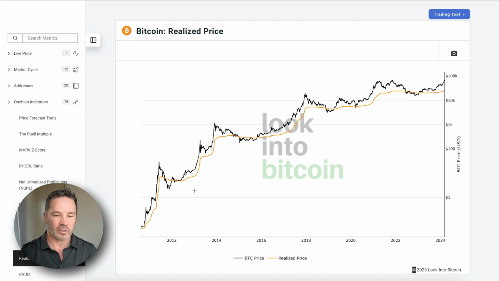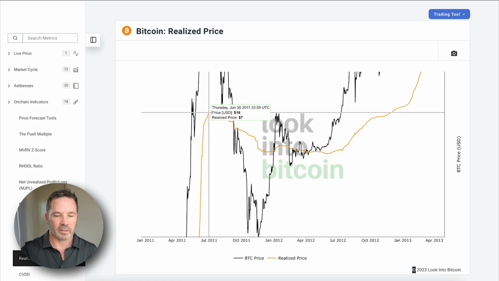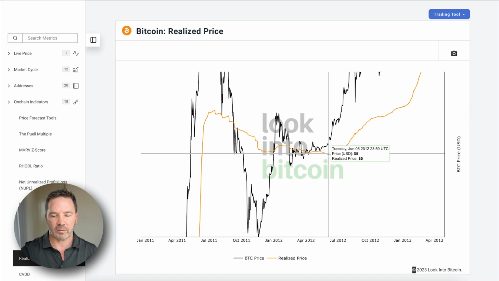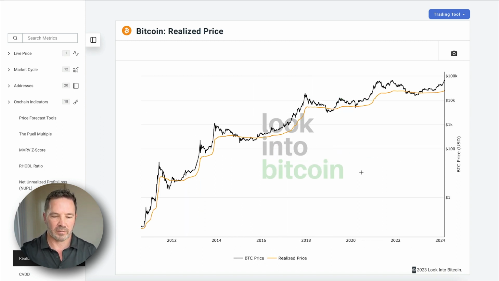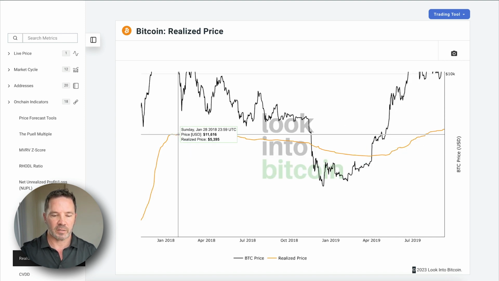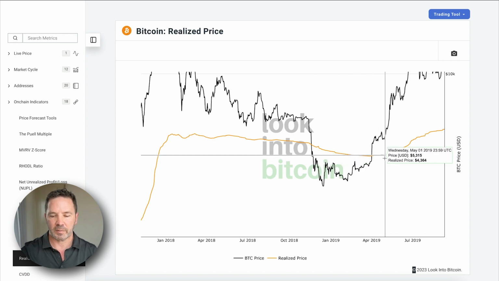It tends to rise over time, but that's it. It doesn't really fall. And I'm trying to find a time when it actually went down, maybe in the early days, right in this area. Yes, the realized price did go down from $7 down to $5. And other than that, maybe in this area, the realized price did peak at $5,395 and bottomed out at $4,364.